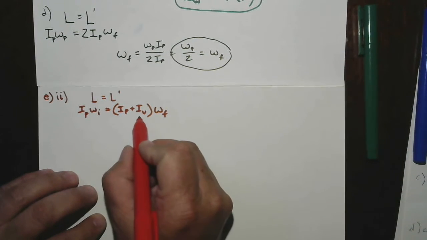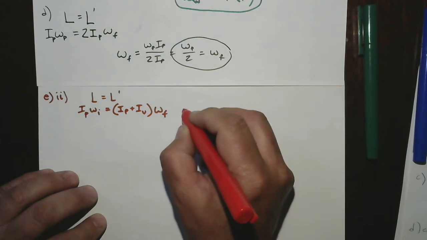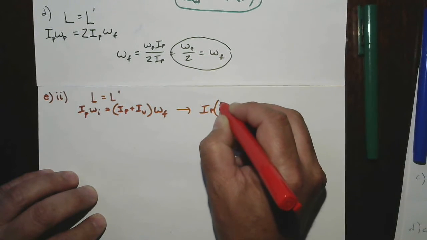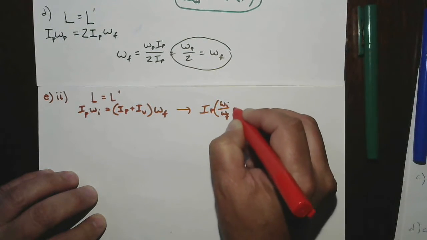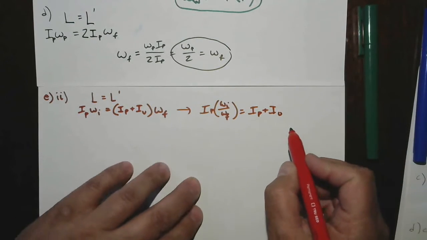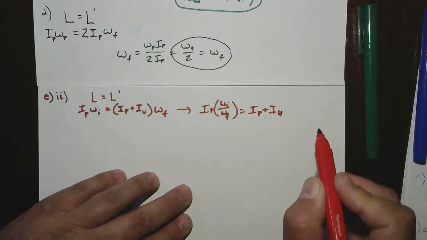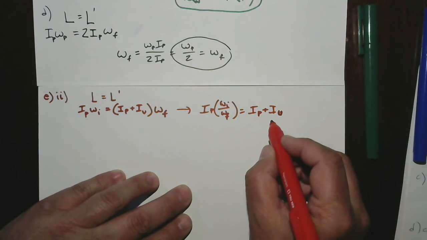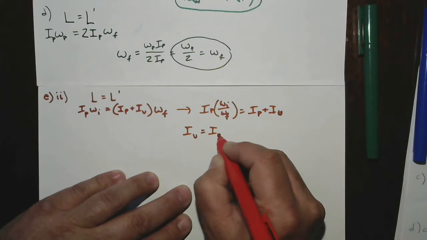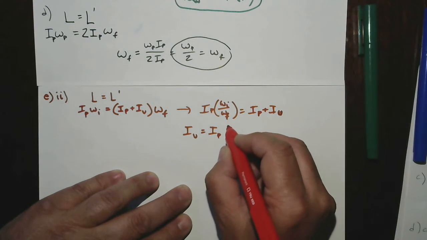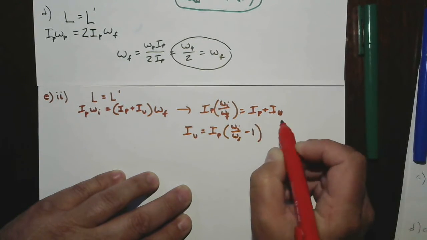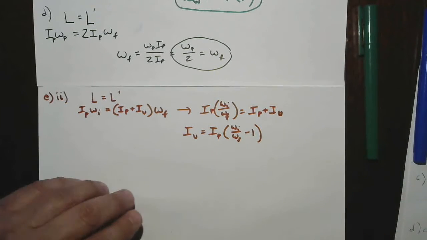Now, we're trying to isolate IU, so let's get omega F onto the other side. We're going to say that IP times the ratio omega I over omega F equals IP plus IU. We are one step away. Sorry, that looks like an O, it's a U. We should just go ahead and say that IU is going to be equal to IP times the quantity omega I over omega F minus 1.